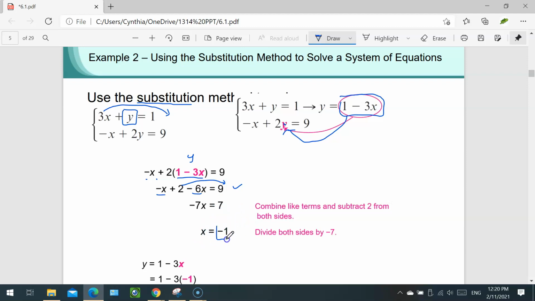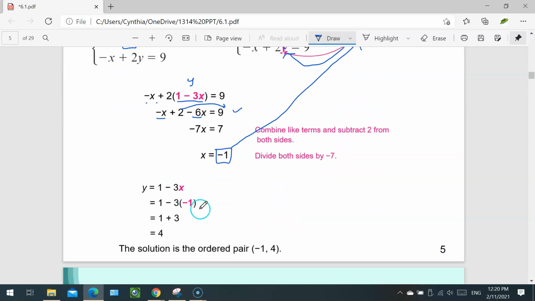Once you have the x solution ready, you can plug this number back into this part. So from here you can solve for y. So y is equal 1 minus 3x. You substitute negative 1 into it, you will solve for y equal 4. So the solution has 2 unknown variables. So this is a coordinate ordered pair, x equal negative 1 and y equal 4.